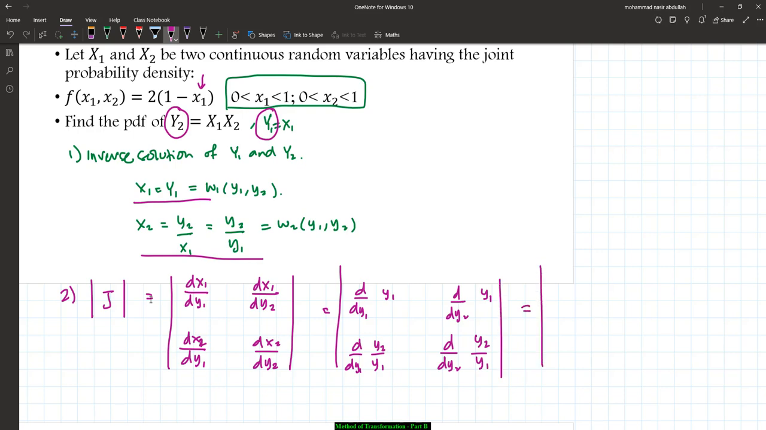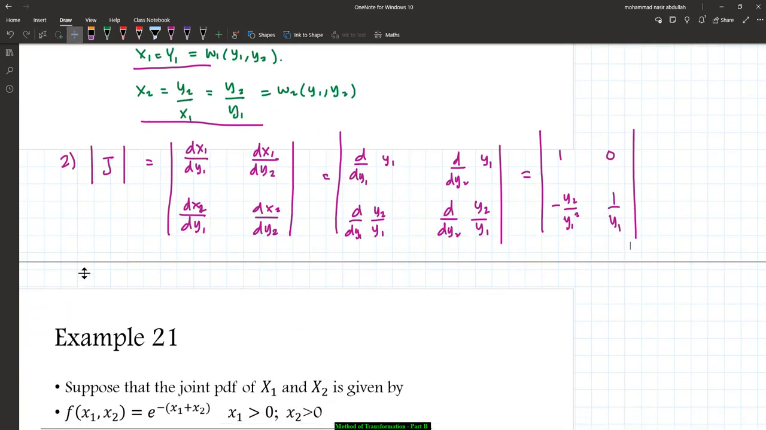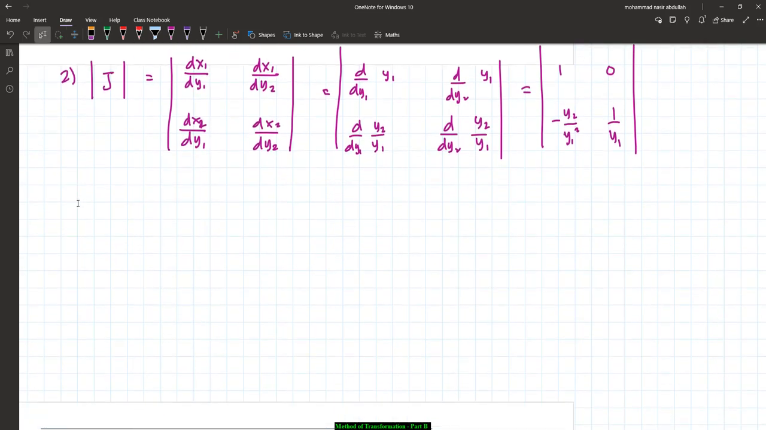Okay, so this one should be equal to 1, this one should be equal to 0, and this one with respect to y1, we bring the top down and the bottom up, so negative y2 over y1 squared. And this one, with respect to y2, should be equal to 1 over y1. Now we want to find the determinant. So the determinant is 1 multiplied by 1 over y1 minus 0 multiplied by negative y2 over y1. So this should be only 1 over y1.